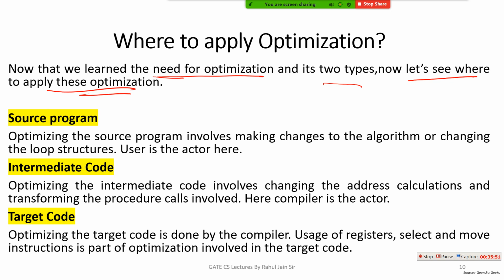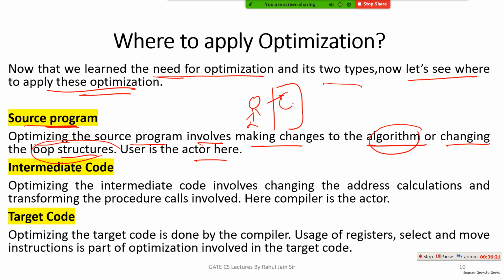Now, where to apply optimization? On the source program we can apply optimization. Optimizing the source program involves making changes to the algorithm itself or changing the loop structure. The user is the actor here, meaning the user will change whatever he wants to change in the code. So it is called applying optimization in the source program.